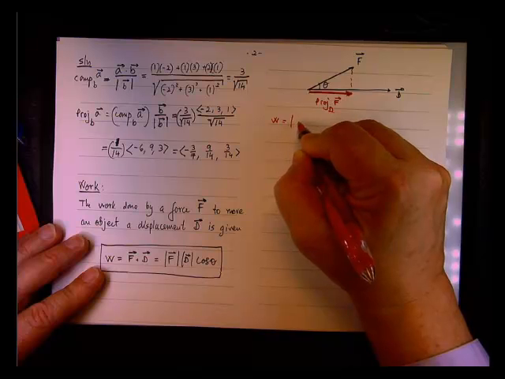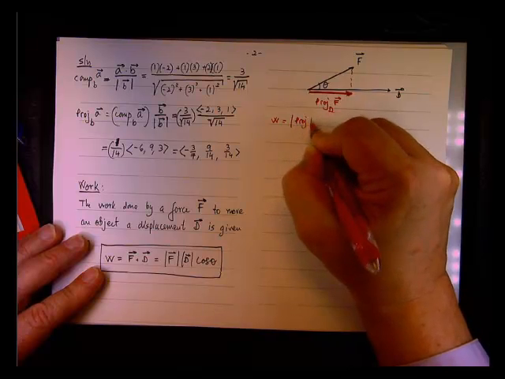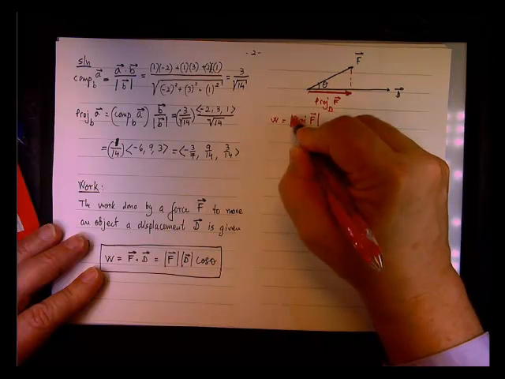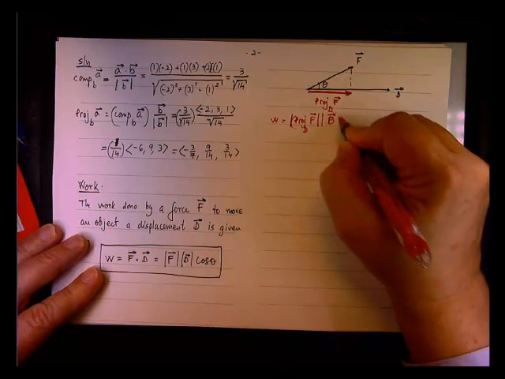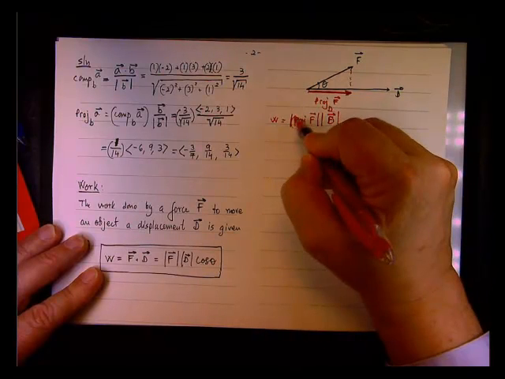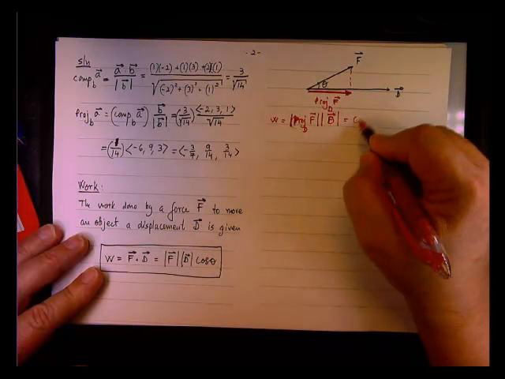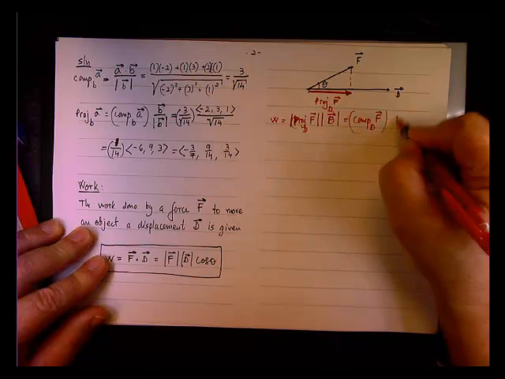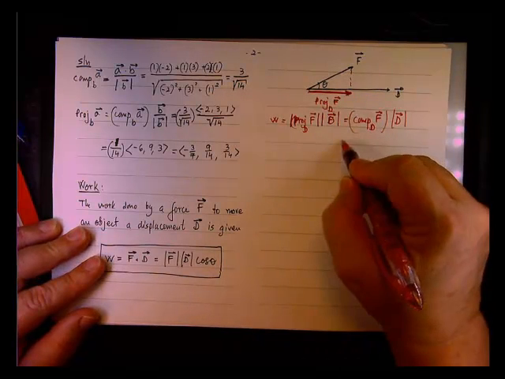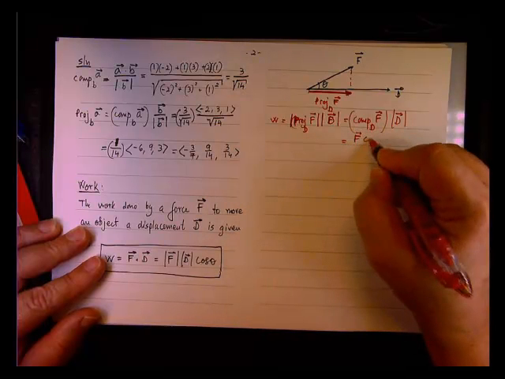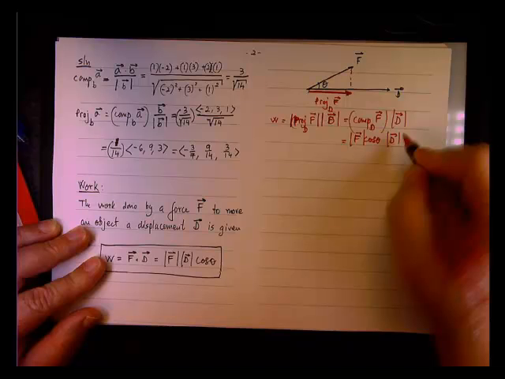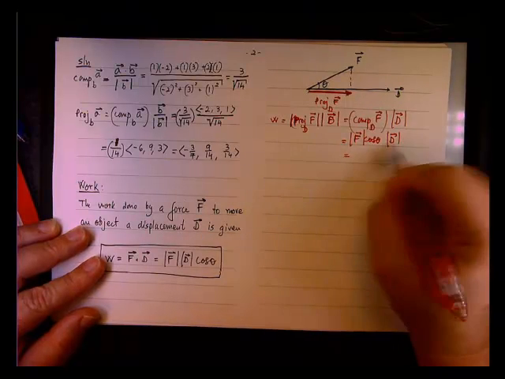So we can write here W equals the magnitude of the projection of F on D times the magnitude of D. The magnitude of the projection is the scalar projection, so this will be comp F on D times the magnitude of D, and of course comp F on D is F cosine theta, times D. And this is of course the dot product.